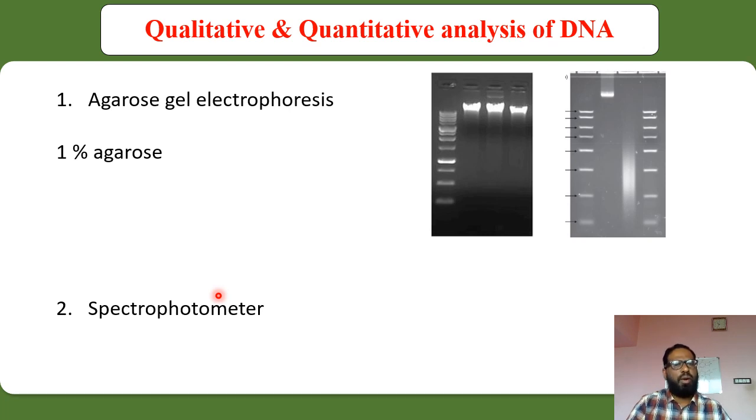Now we will discuss one by one. Generally, for the genomic DNA molecule, we use 1% agarose, because the pore size should be large enough to allow the DNA to pass. That's why 1% agarose is generally used.